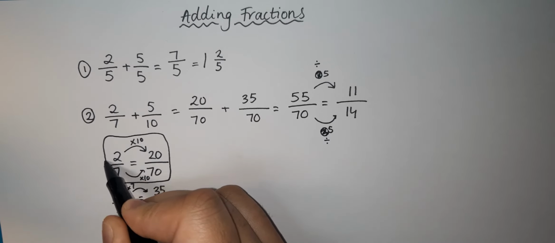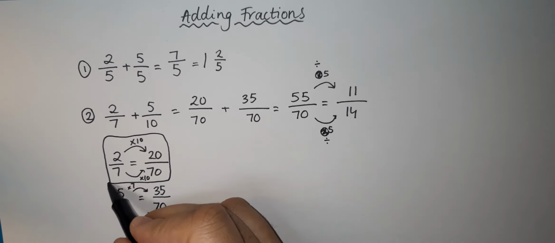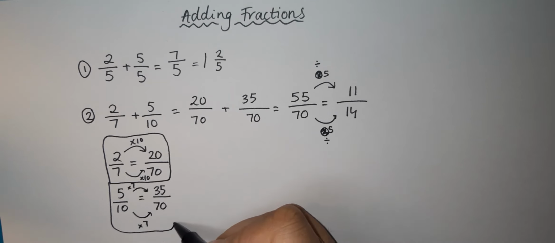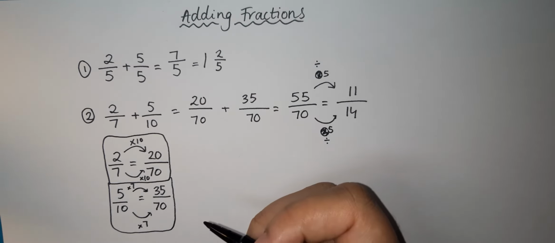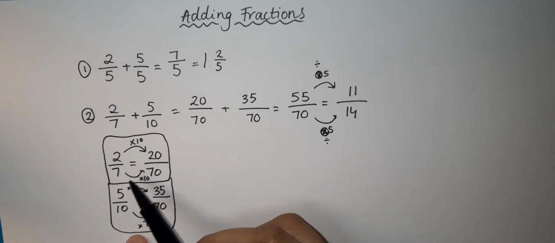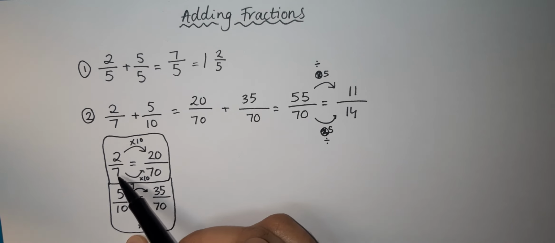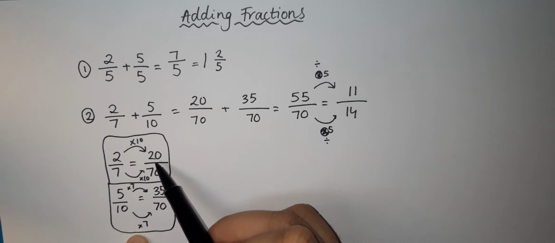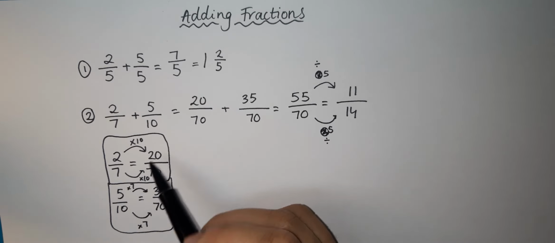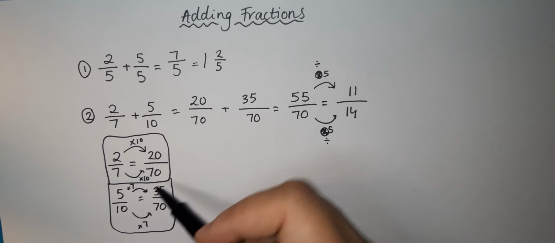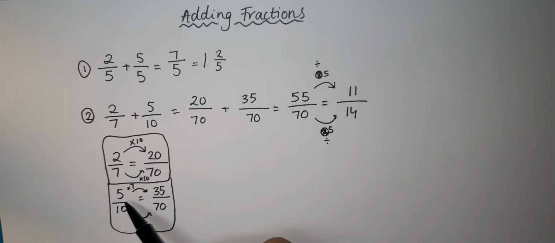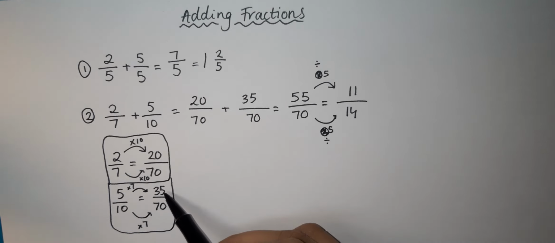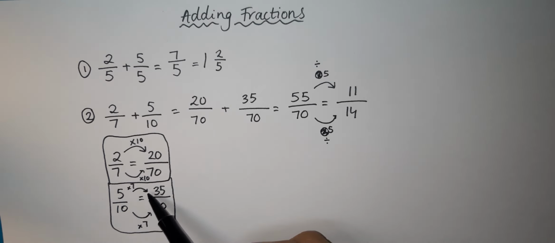This is 2 over 7 and how we converted that. And this box over here is for the 5/10. So we multiply 7 by 10 to get 70, so we multiply the 2 by 10 to get 20. So the 2 over 7 is equal to 20 over 70, and we write that here. And we can rewrite 5 over 10 as 35 over 70 because we multiply the bottom by 7 and we multiply the top by 7.